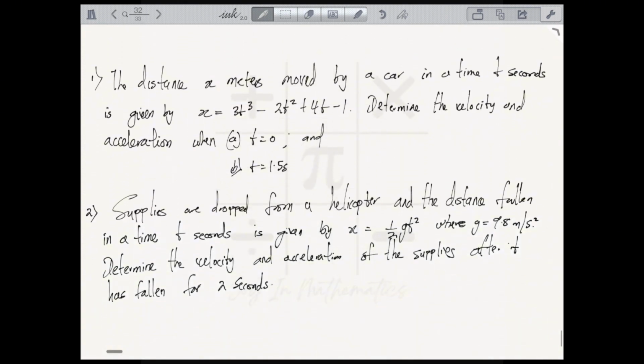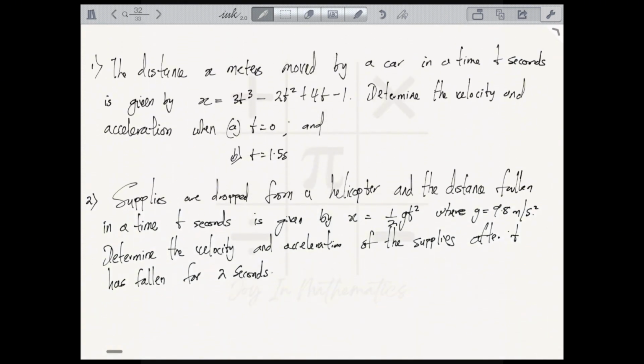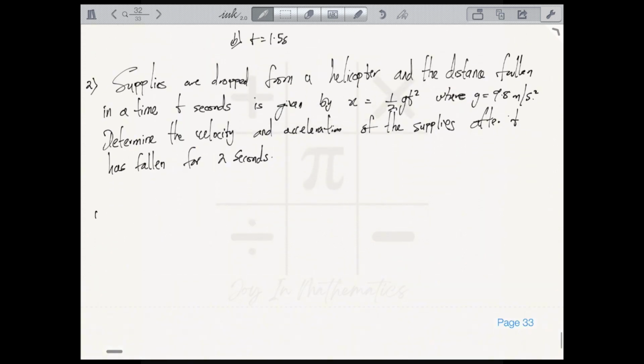Now, we have two questions. Question one says a distance x meters moved by a car in a time t seconds is given by this function. We have to determine the velocity and acceleration when t is equal to 0 and when t is equal to 1.5 seconds. So we're given x equals 3t cubed minus 2t squared plus 4t minus 1.